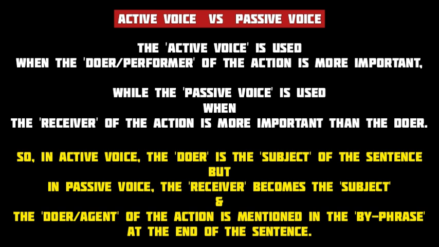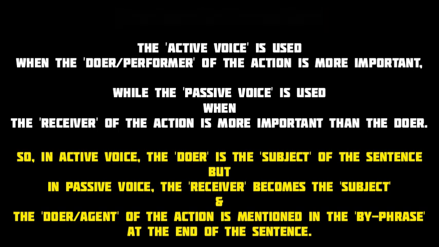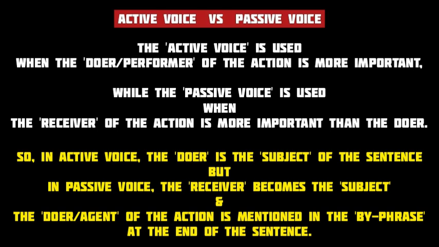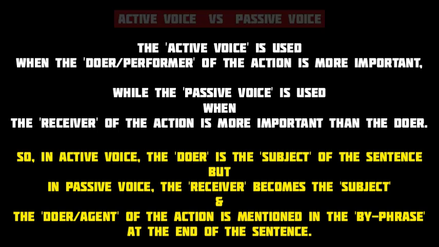If the speaker wants to give more importance to the doer or agent of the action, the active voice is used. On the other hand, if the speaker wants to highlight or give more prominence to the receiver or object of the verb, the passive voice is used. But remember, in passive voice, when the object becomes the subject of the sentence, the doer or agent of the action is mentioned in the prepositional by phrase at the end of the sentence.